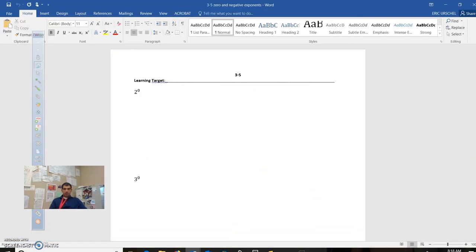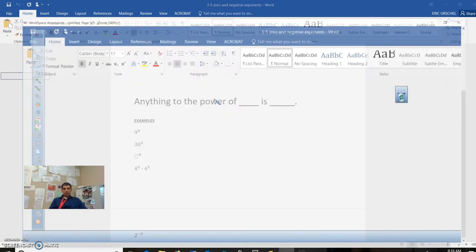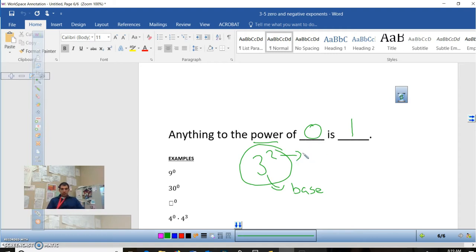So, what is anything to the power of 0? Anything to the power of 0 is always 1. What is a power again? Well, a power, remember, is this entire thing. This is our base, the 3, and this is our exponent.